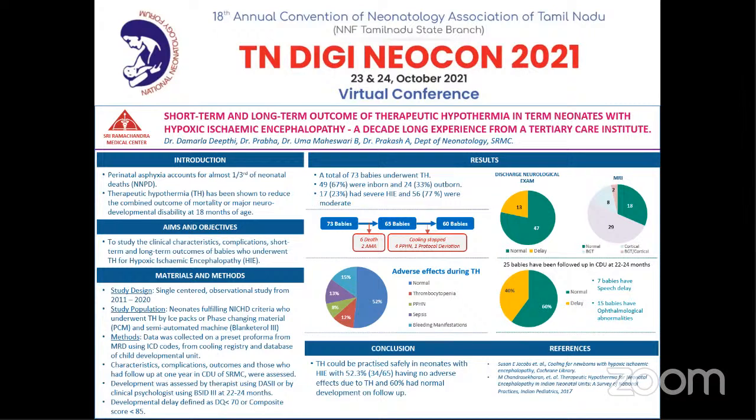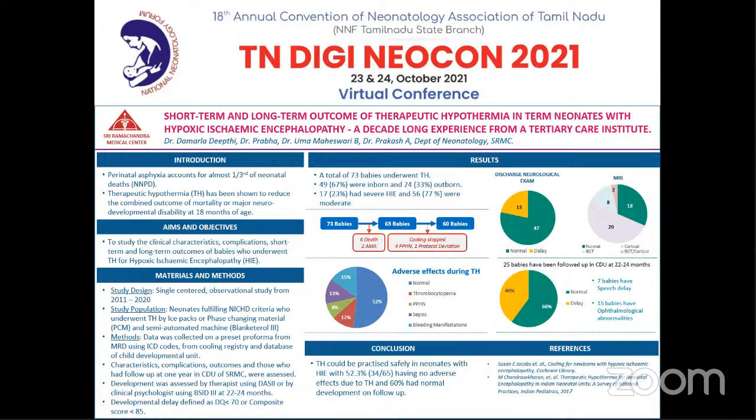Coming to adverse effects, 52% of the babies who underwent TH were normal, thrombocytopenia was 12%, PPHN in 8%, sepsis rate around 13%, and bleeding manifestations were observed in 15% of neonates. Discharge neurological examination was done in these babies, and 47 babies were found normal at discharge and 37 babies had an abnormal discharge neurological examination. MRI was done, and 18 babies had normal MRI at the time of discharge, 29 babies had cortical abnormalities and 8 babies had both BGT and cortical abnormalities.